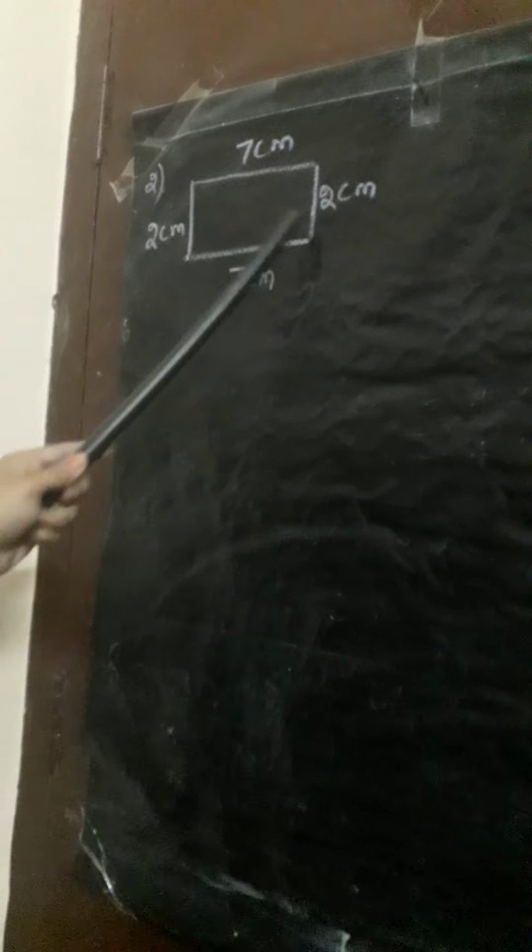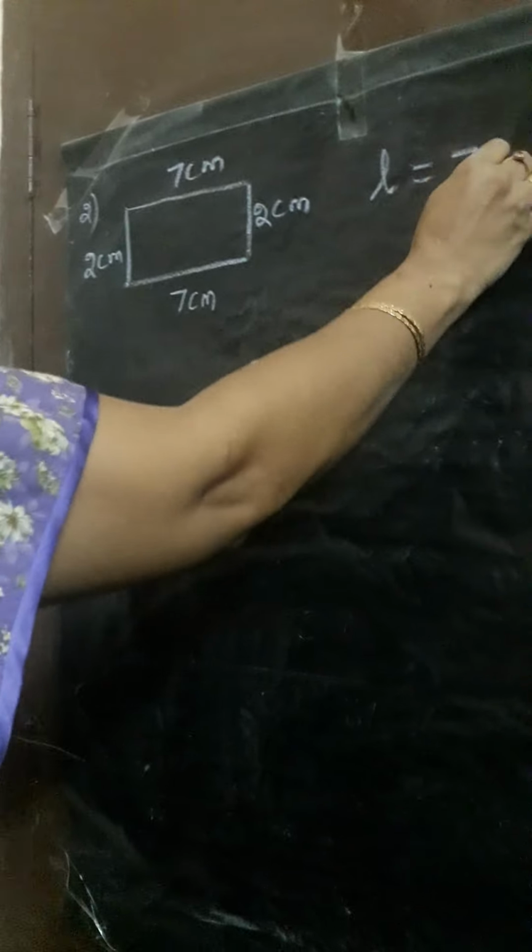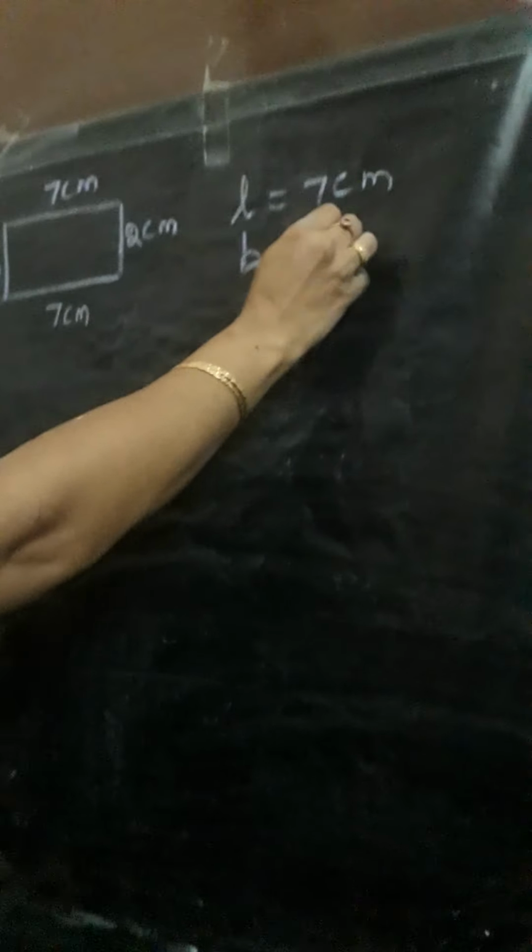Next sum. Here one rectangle is given. Length is 7 centimeter and breadth is 2 centimeter. So L equal to 7 centimeter and breadth B equal to 2 centimeter is given. You find perimeter of rectangle and area of rectangle. So first you write area of the rectangle.